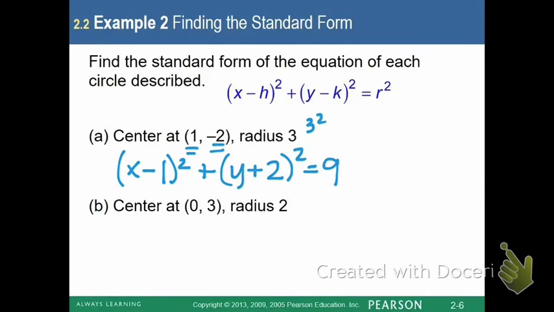Okay, same type of thing here. Now, since this is at 0, I don't need to put x plus or minus 0. I'm just going to put the x squared. Okay, plus, over here we'll have y, and then switch our sign, minus 3 squared equals 2 squared, which is 4. Good.